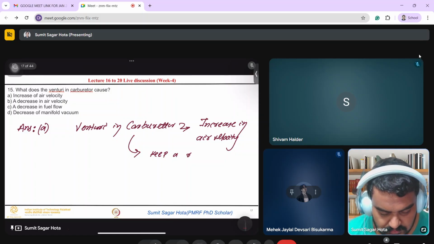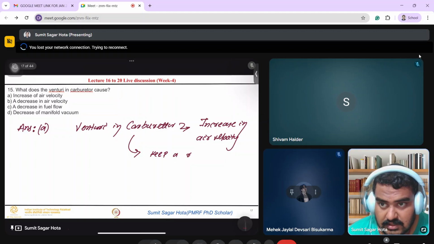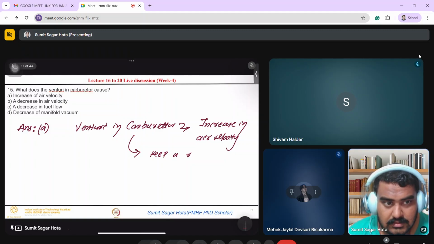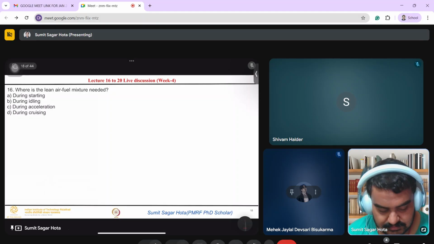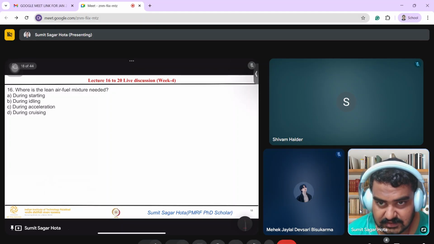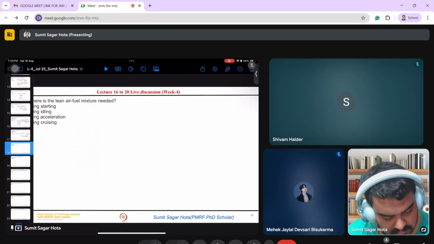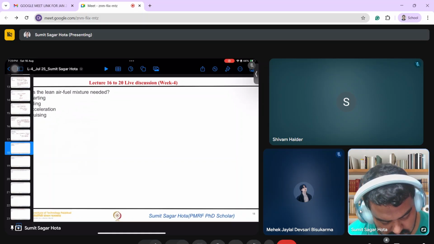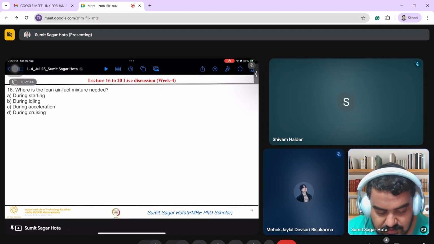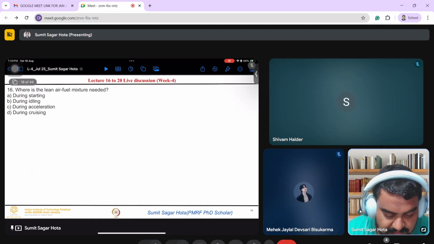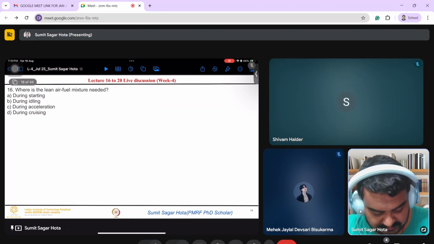So let's go to the next one. Where is the lean air fuel mixture needed? Okay, because lean means that we don't need that much fuel. Obviously that will be a cruising operation where we don't need that much amount of fuel. While takeoff and landing of aircraft we need enough amount of fuel. Other than that we don't need that much amount of fuel.